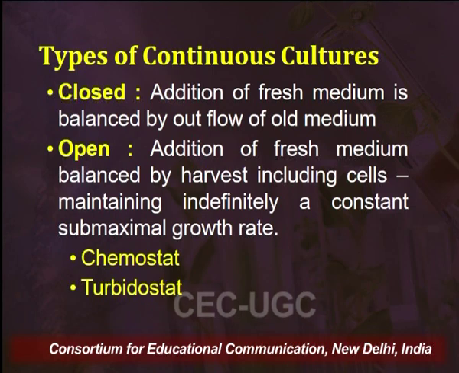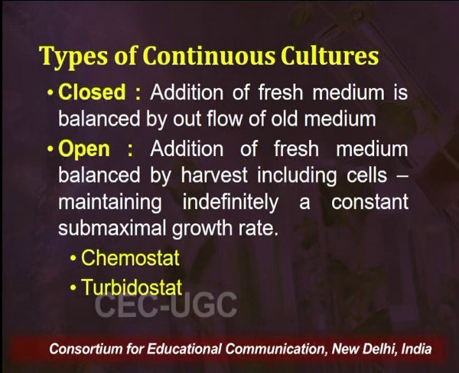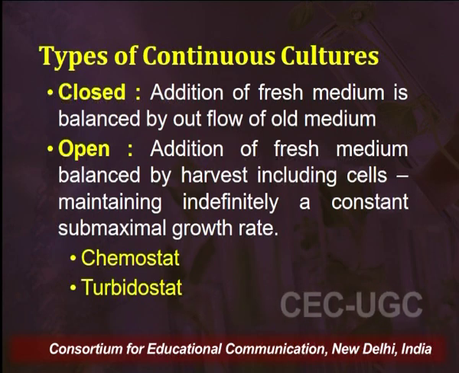Whereas in case of open continuous culture, addition of fresh media is balanced by harvest, which also includes the cells, and this helps in maintaining a constant submaximal growth rate. Here the word submaximal is important because we do not allow the cells to reach the maximum growth rate by continuously replacing the media. And how is this maintained? Depending upon the mechanism by which this constant composition or constant rate of media is maintained, we have chemostat open continuous cultures and turbidostat open continuous culture.